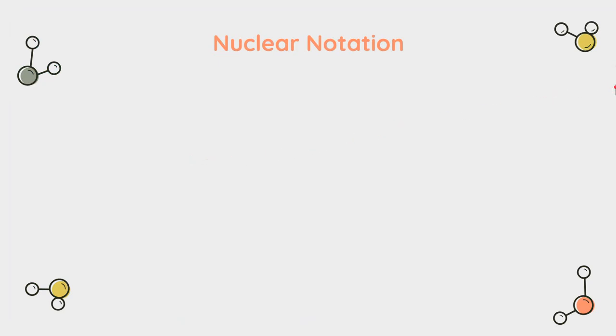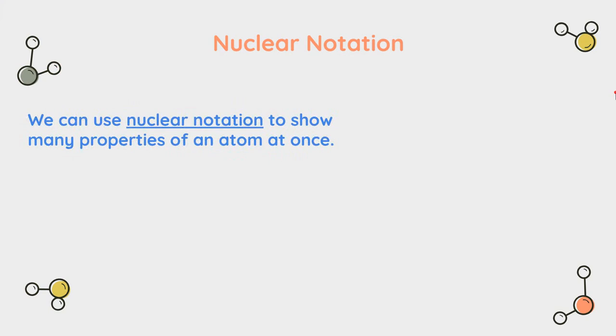All right, we have one more topic in this presentation, nuclear notation. We can use something called nuclear notation to show all of the properties of an atom all at one time. And in general, we would say that the atomic symbol goes in the center, the number of protons goes in the bottom left, the mass goes in the top left, and the charge goes in the top right.